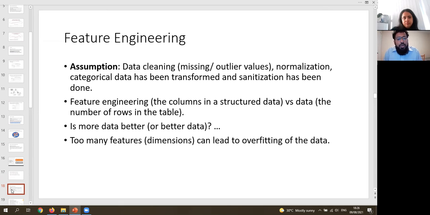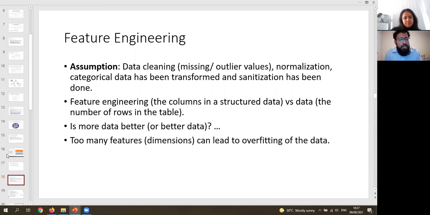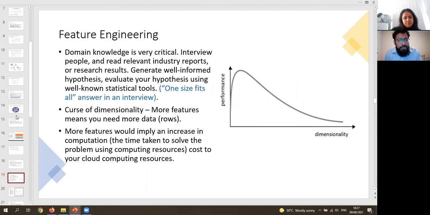Is more data better or is better data better? Better data is better, and of course, more data is also better depending on which type of variables we have. So both the answers would have been right. So what is the problem when we have too many features? Too many features can lead to overfitting of the data. Some people use the word dimension; I'm more comfortable using the word features here.